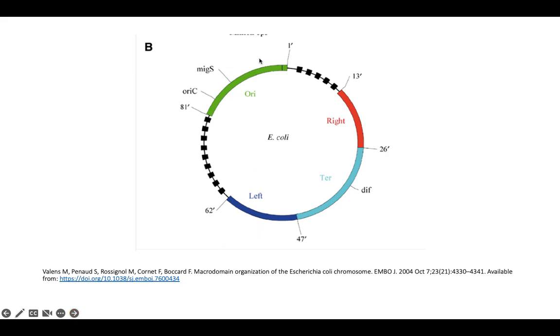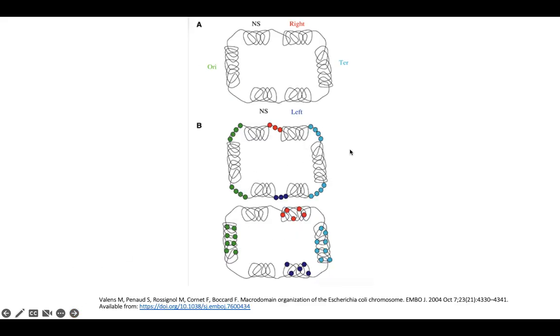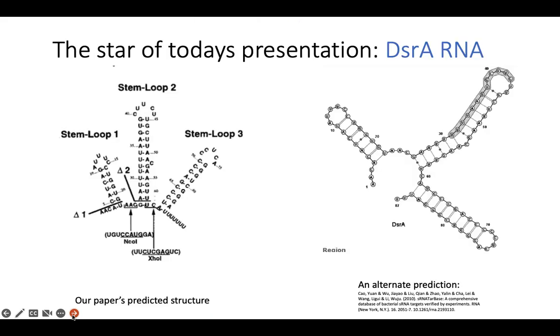So this is just a quick map of the E. coli genome. I just put it in here because I thought it was interesting. These black bits here are the non-structured regions. These are the various domains of the genome. And just to show you what it actually looks like, this is how it's coiled and supercoiled up in order to fit within a bacterial cell. So that's just a little aside. Now let's get to the main content.